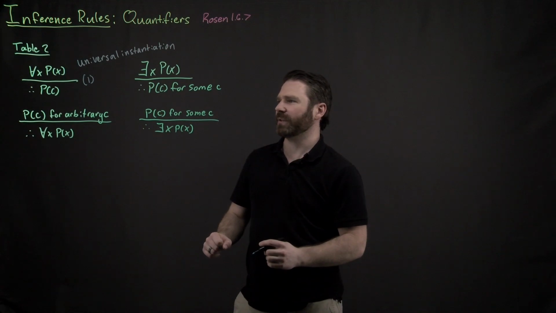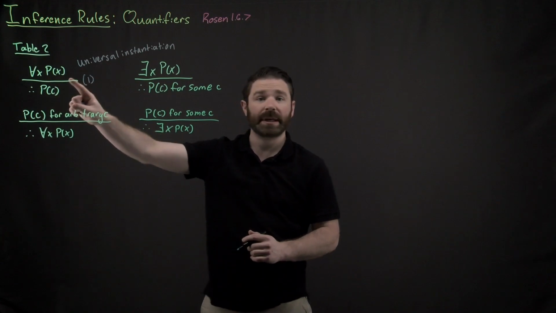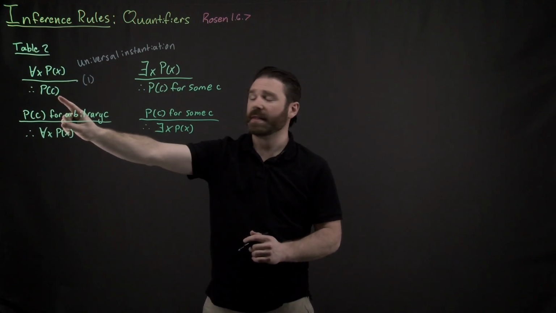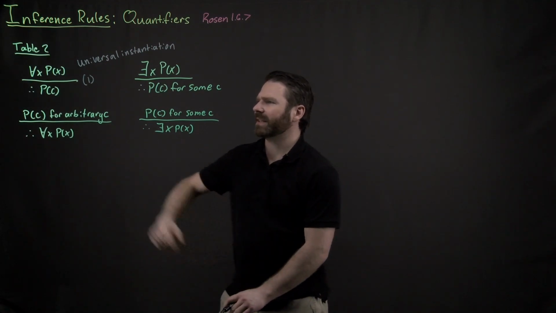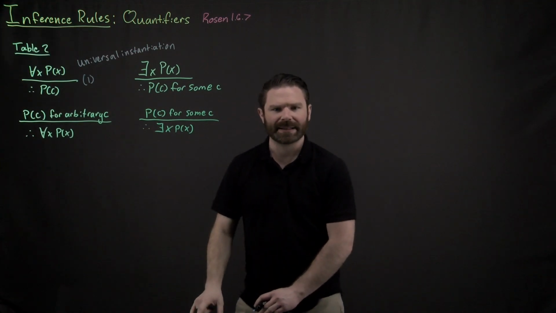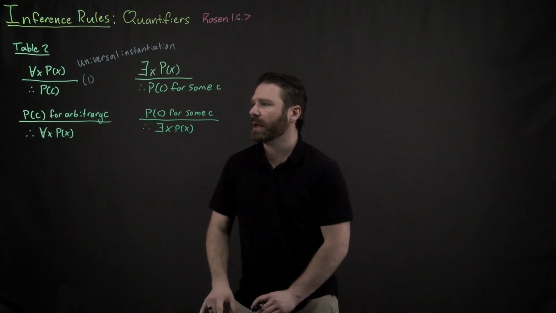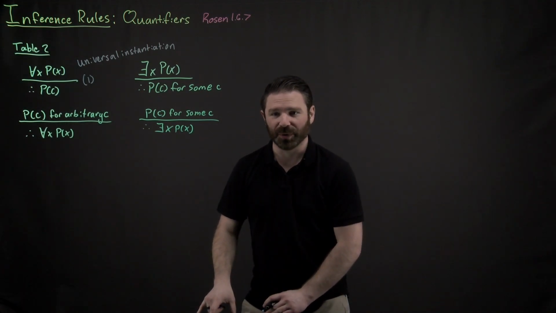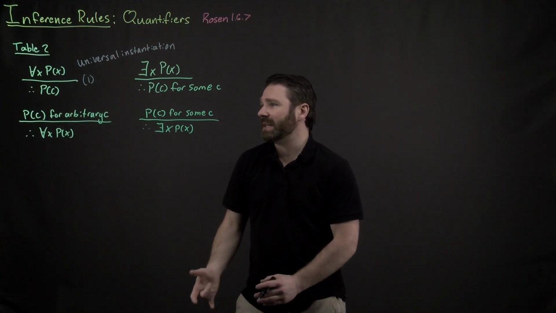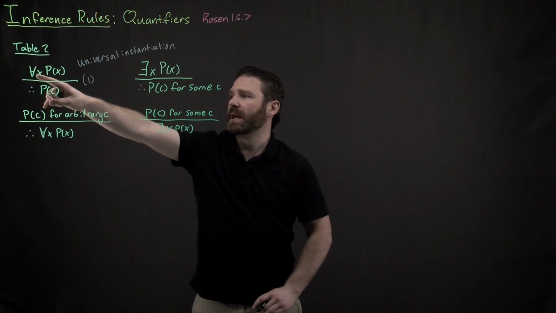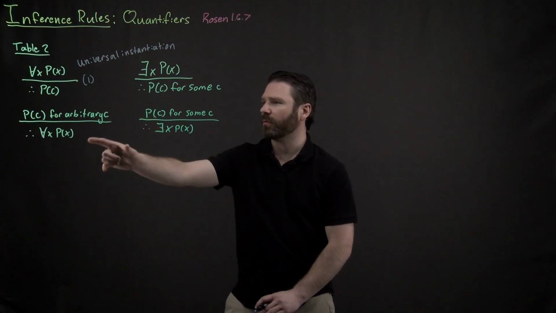Universal instantiation. It says if your hypothesis is for all x, p of x, that means you can conclude that p of c for any arbitrary c. And if we think about it, well, yeah, that's the definition of for all x, p of x. If you give me a particular x, like x equals c, then of course we can conclude that p of c is true. So universal instantiation is simply by definition of what this universal quantifier is.